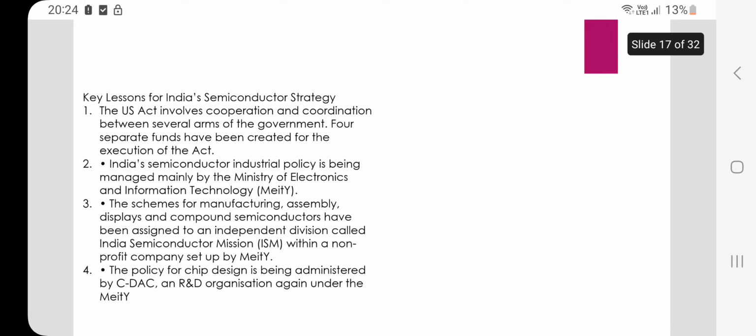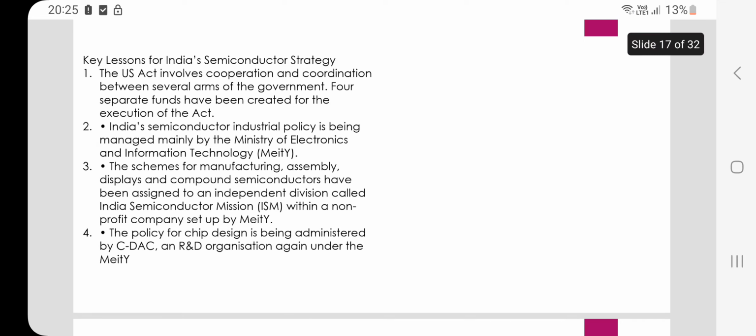The crux of the article talks about key lessons for India's semiconductor strategy. The US Act involves cooperation and coordination between several arms of the government. 4 separate funds have been created for the execution of the Act. India's semiconductor industrial policy is being managed mainly by the Ministry of Electronics and Information Technology. Schemes for manufacturing, assembly, display and compound semiconductors have been assigned to an independent division called the India Semiconductor Mission within a non-profit company set up by the Ministry of Electronics and Information Technology.